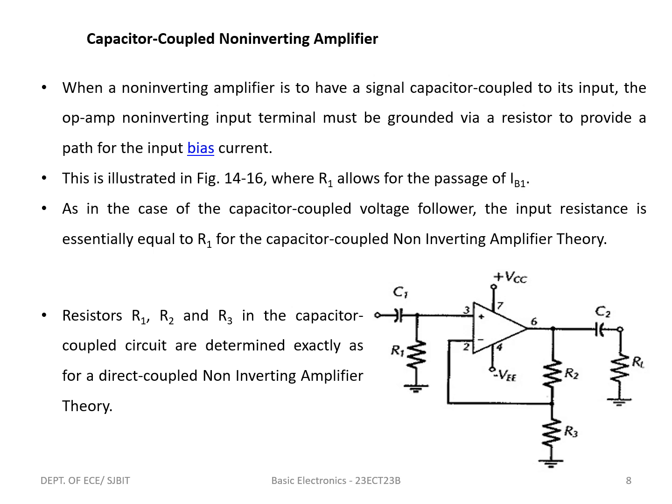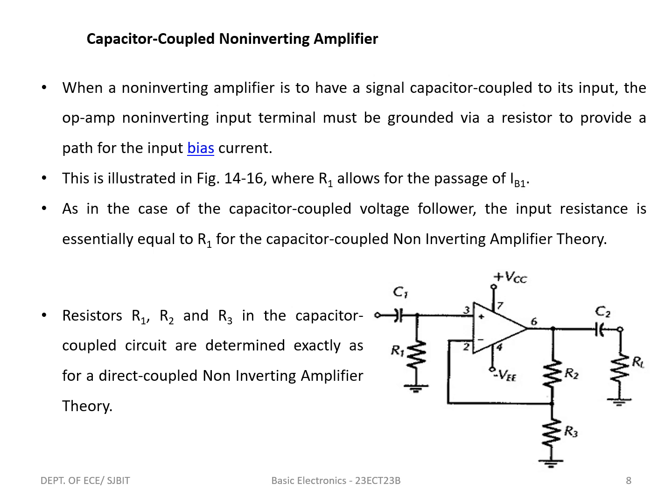Next, here it is a capacitor coupled non-inverting amplifier. In the last slide, we have explained the non-inverting amplifier. This is the capacitor coupled non-inverting amplifier. So, here, when a non-inverting amplifier is to have a signal capacitor coupled to its input, the op-amp non-inverting input terminal must be grounded via a resistor to provide a path for the input bias current. This is illustrated in the below figure where R1 allows for the passage of IB1.